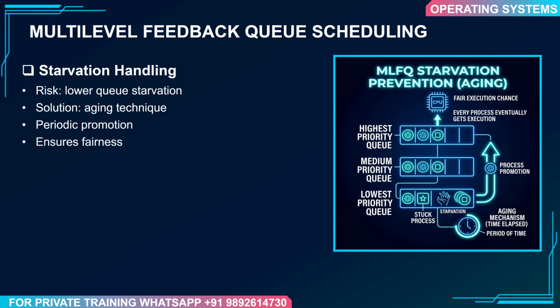Now, one question naturally comes up. What if a process gets stuck in a lower queue forever? This would lead to starvation, which we already discussed earlier. MLFQ handles this using a technique similar to aging. After a certain period, processes in lower queues are moved back to higher queues. This ensures that every process eventually gets a fair chance to execute.